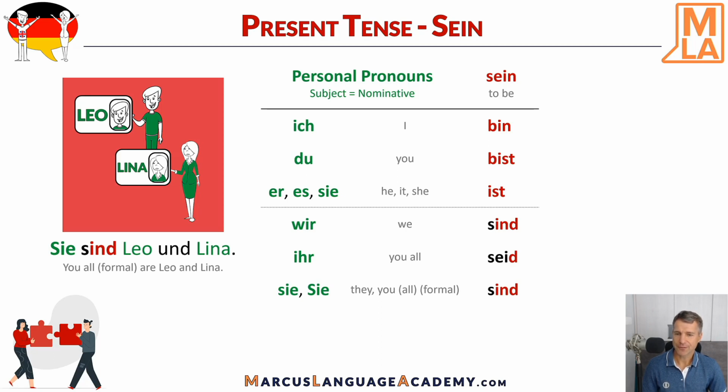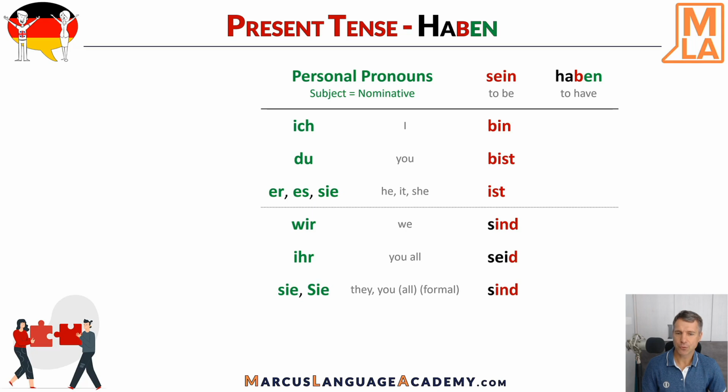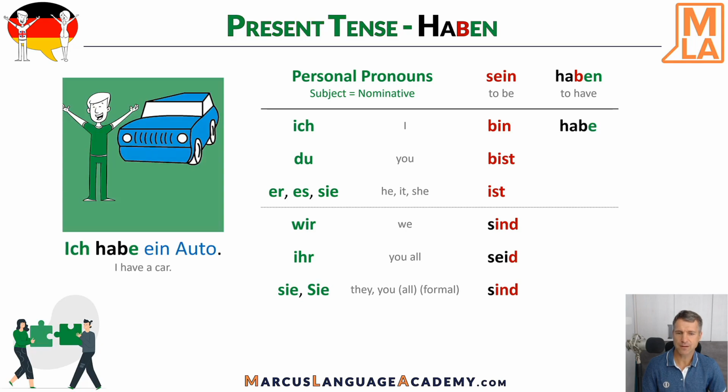Let's move on to the second most important verb in German, haben, to have. Here it is a bit different because not all forms are irregular. For the first person singular, it remains regular. Ich habe ein Auto. I have a car. That's why our background color is again green, because we conjugate regularly here.